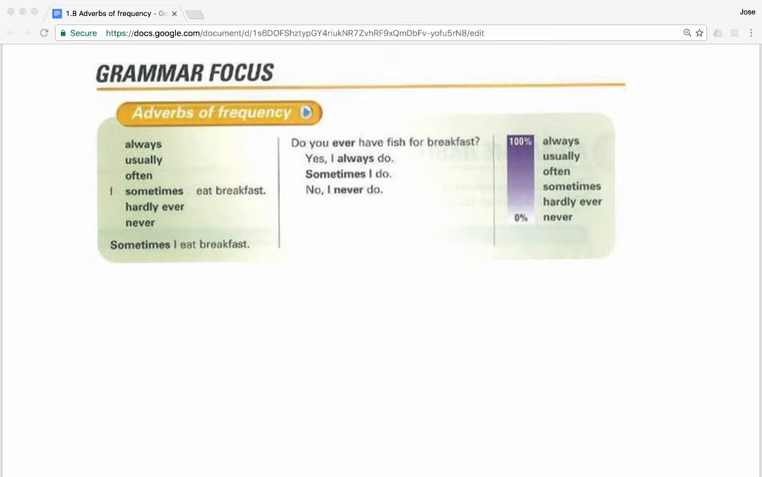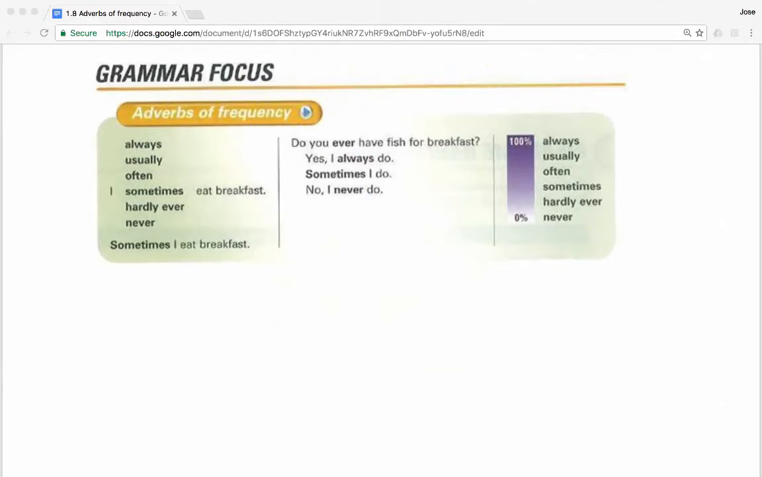Do you ever have fish for breakfast? Yes, I always do. Sometimes I do. No, I never do. Always. Usually. Often. Sometimes. Hardly ever. Never.